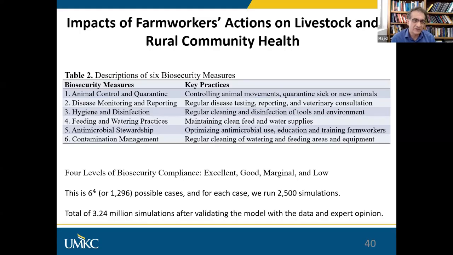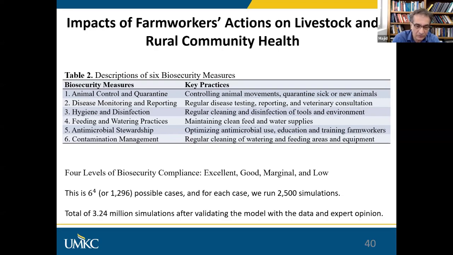So now, in terms of studying the actions of farm workers on how it impacts livestock and rural community health, there are 6 different biosecurity measures. These are coming from realistic practices done in the farm. Animal control and quarantine, disease monitoring and reporting, hygiene and disinfection, feeding and watering practices, antimicrobial stewardship, and contamination management. If you look at these 6 biosecurity measures, more or less similar things can happen in a nursing home or in a hospital. So there are lots of similarities there.